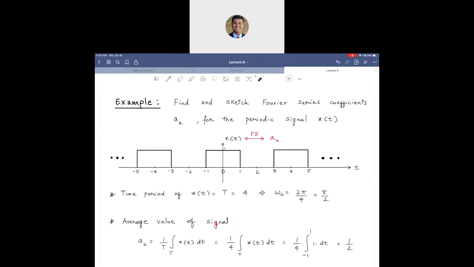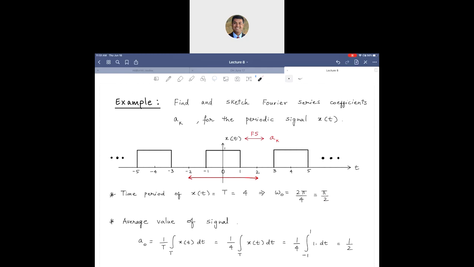Average value of the signal, a sub 0, also called the DC component: 1 over T, integrate over one time period. What time period are we choosing here? Let us see. The time period that I recommended was this, negative 2 to 2. That's my time period.